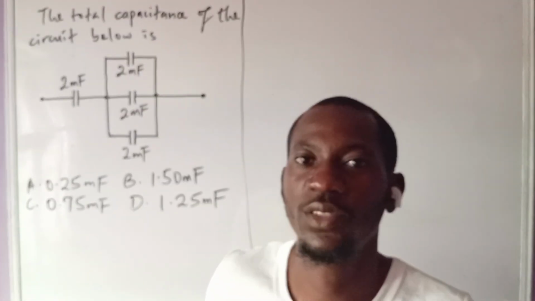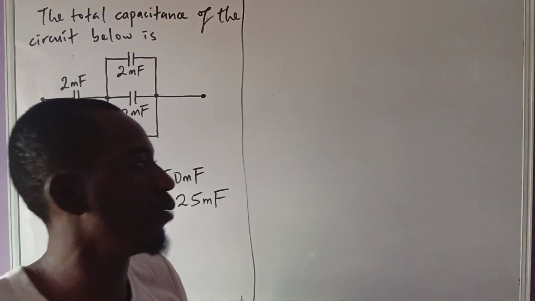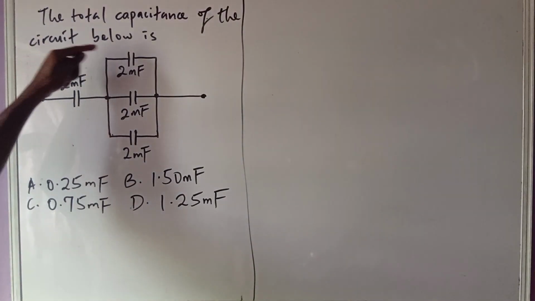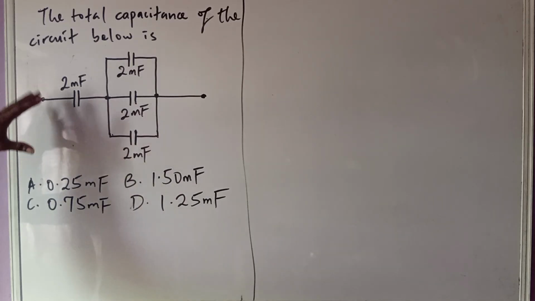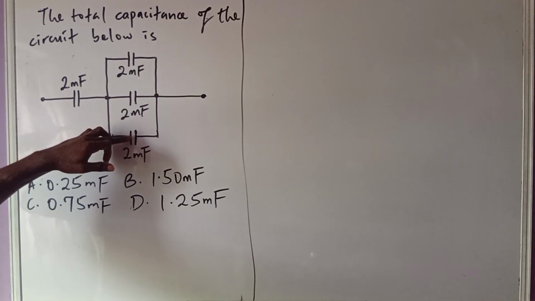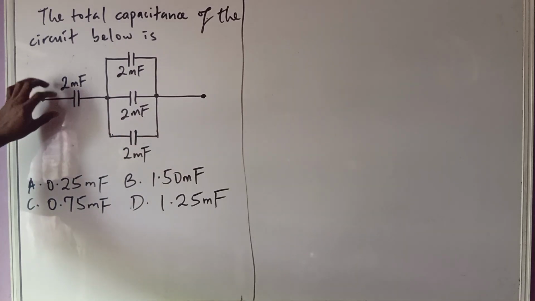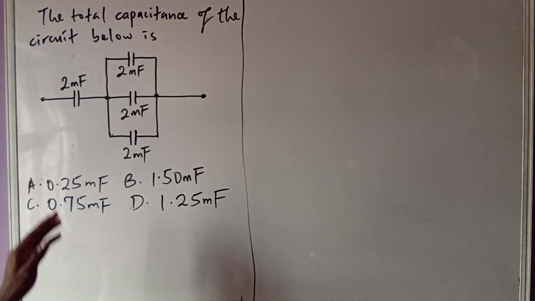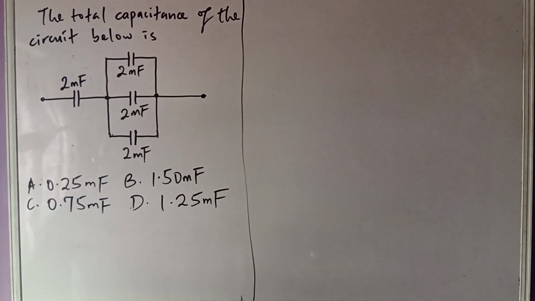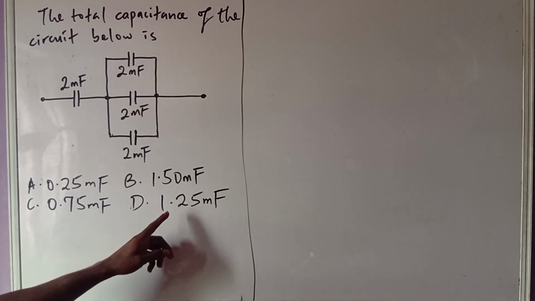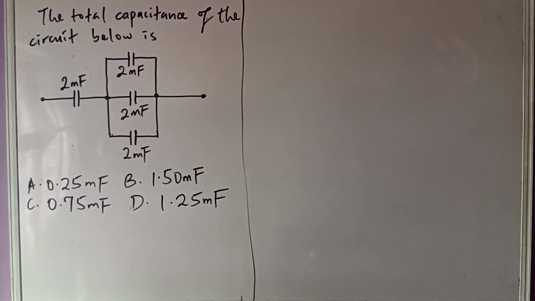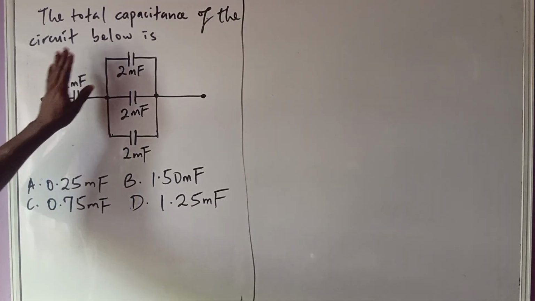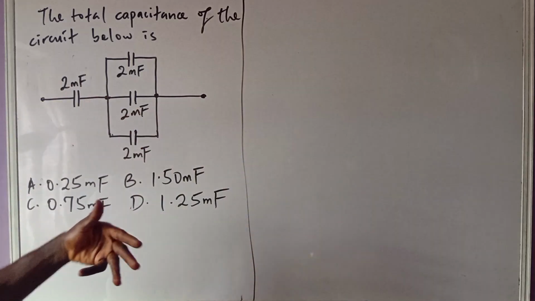Today's tutorial will be treating a question on the capacitance of a capacitor. The question says the total capacitance of the circuit below is, you have this parallel arrangement here in connection with this capacitor here, and we have the options 0.25 millifarad, 1.50 millifarad, 0.75 millifarad and 1.25 millifarad. We have the first capacitor here to be 2 millifarad and the others are also 2 millifarad.